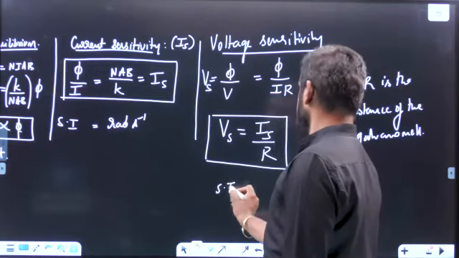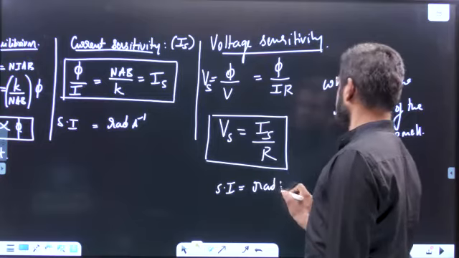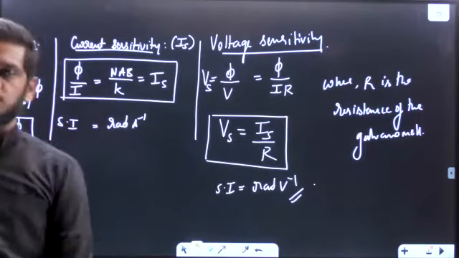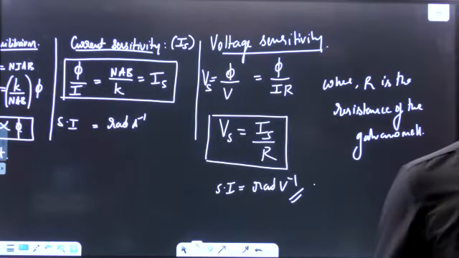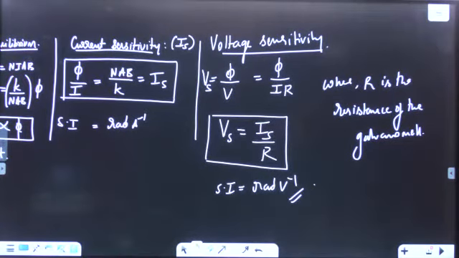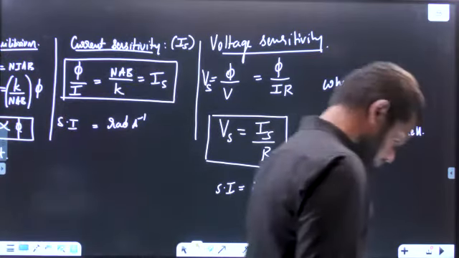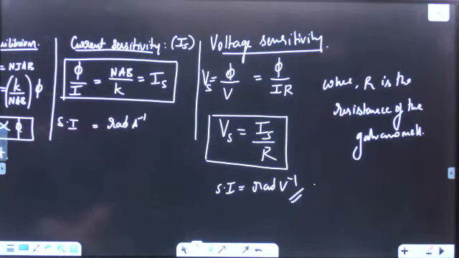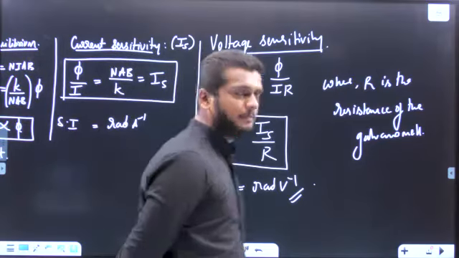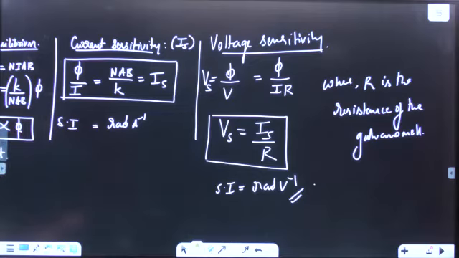Can you tell me what should be the SI unit of this? Radians per volt, is it? Yes, sir. Did you understand both the terms, current sensitivity and voltage sensitivity? Have a quick note of them. Tell me once you're done. Am I fast? Is the speed okay? Yes, sir.